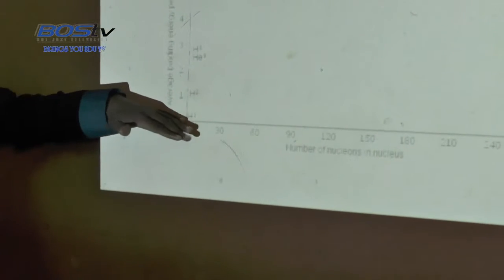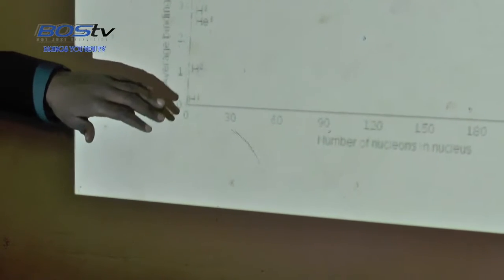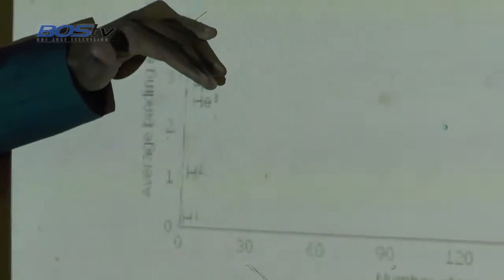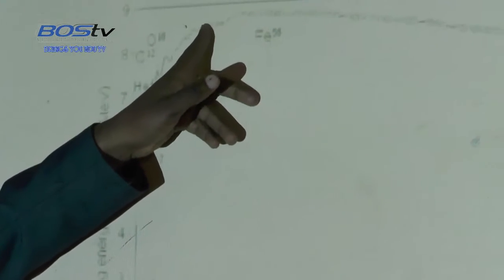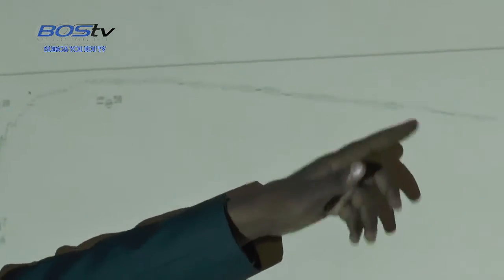For small nuclei, they've got very small binding energy per nucleon, which means they are not stable altogether. But they are getting more and more stable as we approach this peak. Beyond this peak, the bulk nuclei become less and less stable. So the most stable is around this peak. Are we together, class?